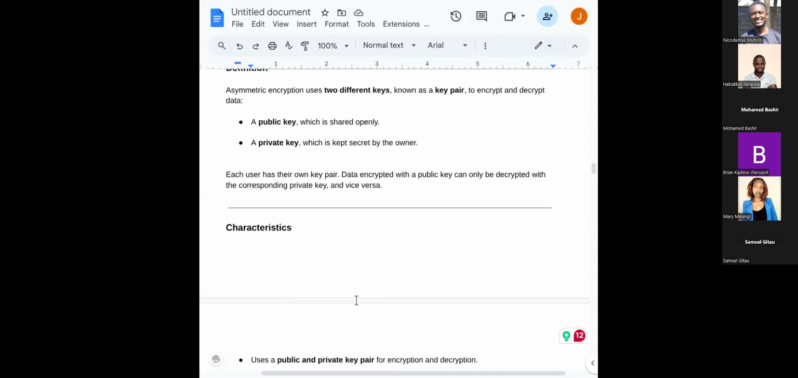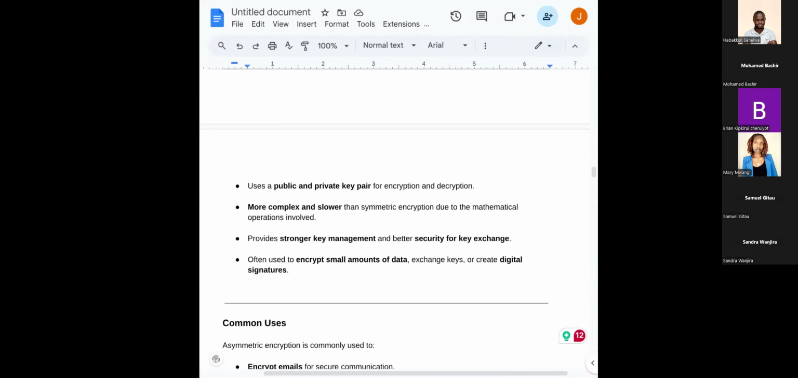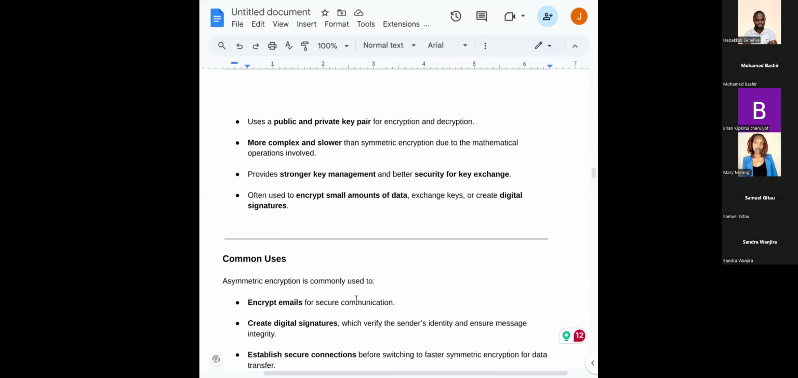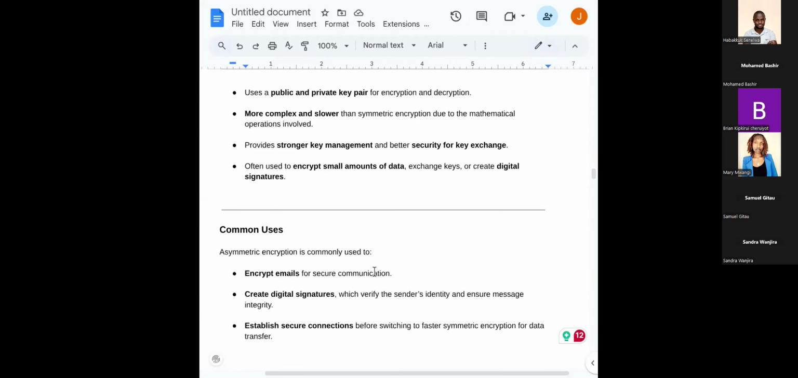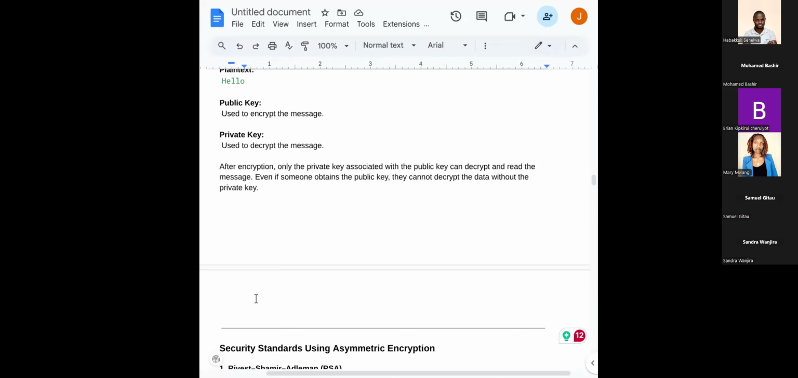When we go to asymmetric, we say that it has two different key pairs. It has two different keys, one for encrypting and the other one for decrypting your data. And we say that it is much slower than the symmetric. Now, what are the most common uses of asymmetric? Number one, in encrypting your emails, in creating digital signatures, and in establishing secure connections. For example, like the example I gave you of SSH.